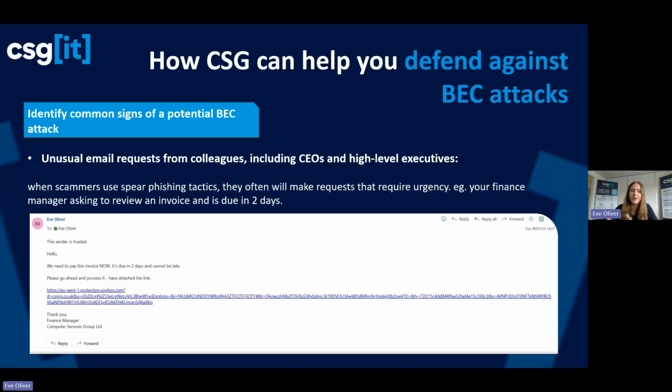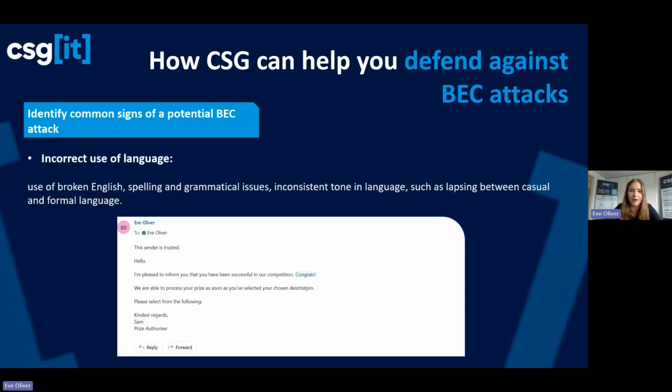So here are some common signs of a potential BEC attack. When scammers use spear phishing tactics, they'll often make requests that require urgency. Like I covered before, saying you need to do this in 2 days, you need to do this now. If you're working with a professional company, they're not going to give you 2 days to sort something like that out. So that's something to share with employees and share with staff to keep them more aware.